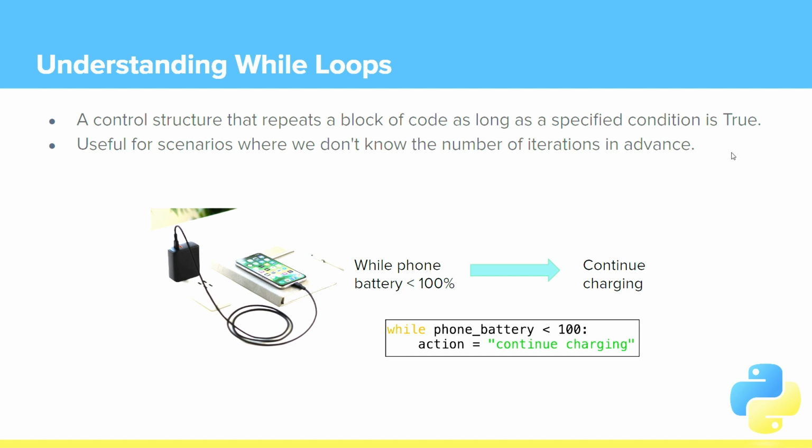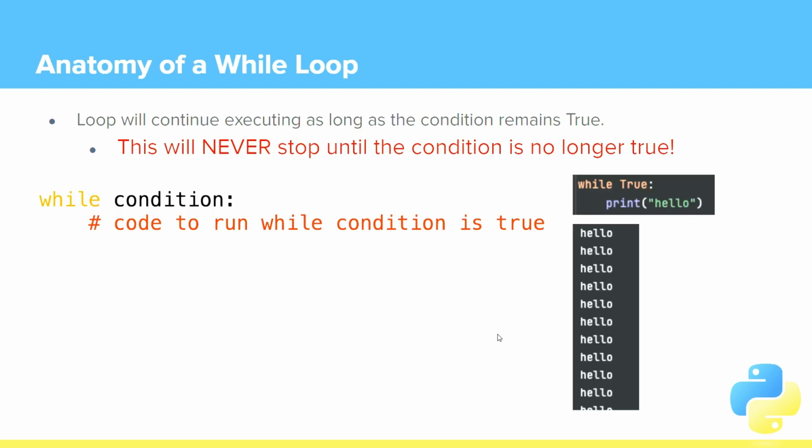For example, we've got a real-world scenario here where while our phone battery is less than 100%, continue charging. And there's lots of other examples where a while loop makes practical sense for us. So let's learn a little bit more about them. The anatomy of a while loop is that this loop will continue executing as long as the condition remains true.